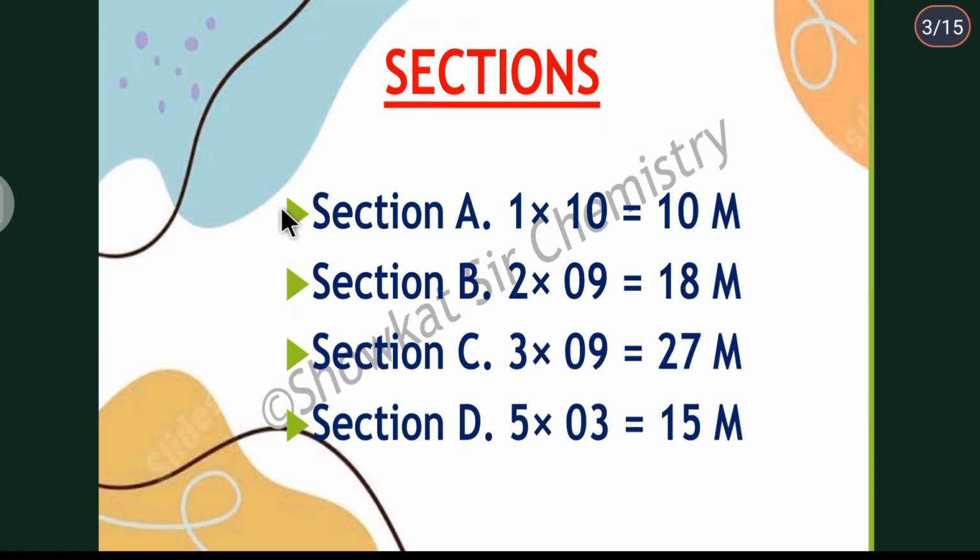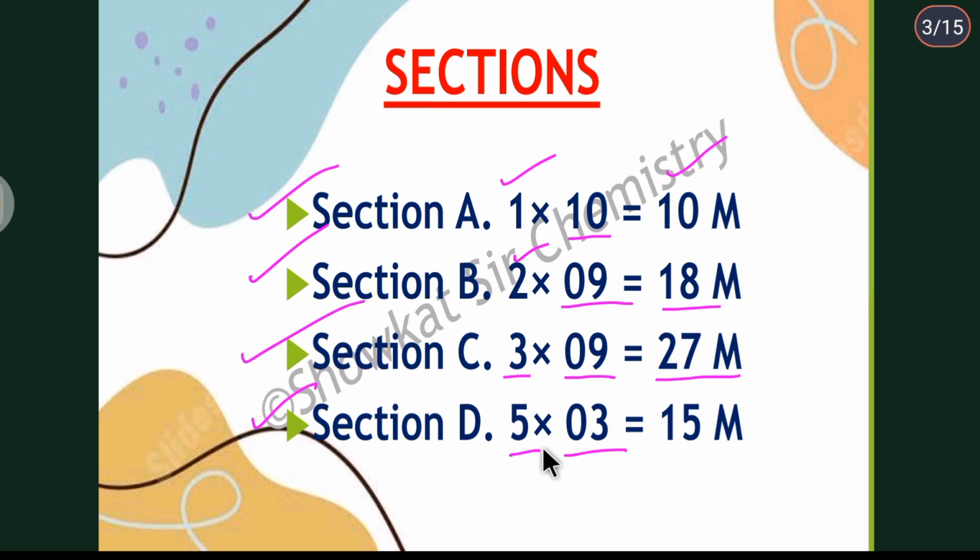So there will definitely be 4 sections. Section A will have 10 questions, each carrying 1 mark, so total 10 marks. Section B will carry 9 questions having 2 marks each, so total 18 marks. Section C will have 9 questions and each will have 3 marks, so total 27 marks. And the last section D will be your long answer type questions. There will be a total of 3 questions carrying 5 marks each, so total 15 marks.